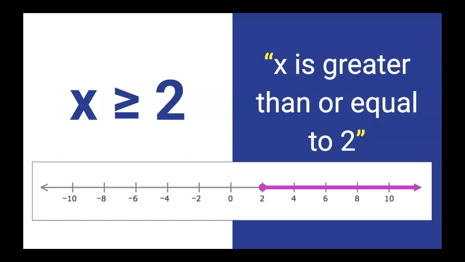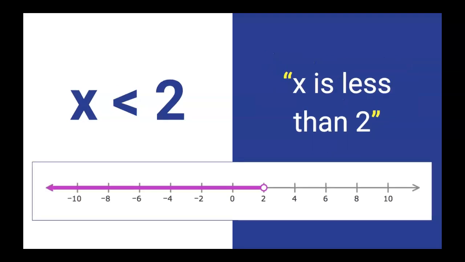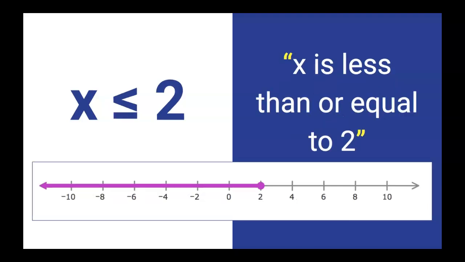All right? This one means x is less than 2. So here all the numbers to the left of 2 are shaded, but notice that 2 itself is not shaded. And this is x is less than or equal to 2. So this time again, all the numbers to the left are shaded, but 2 itself is also shaded.